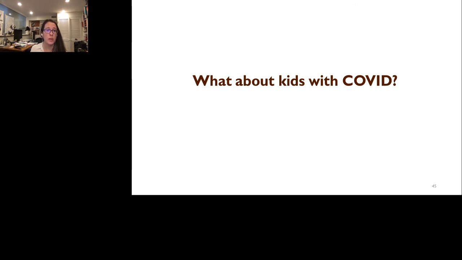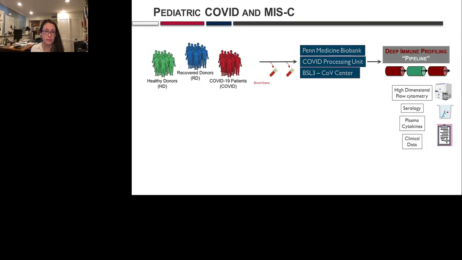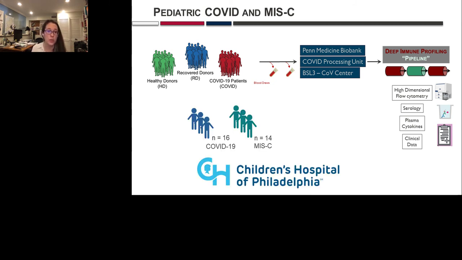So in the last few minutes, I'm going to tell you a little bit about our new work, which is trying to understand the immune responses to COVID in kids. At the same time that we are collecting samples for our adult cohort, we are also collecting samples from 2 different pediatric cohorts at the Children's Hospital of Philadelphia.